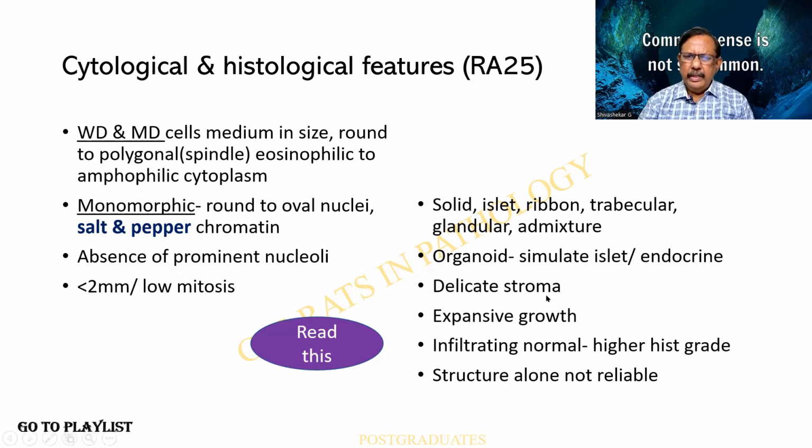Organoid, as I had mentioned earlier. The stroma is very delicate, almost absent, maybe just present to support it. It is an expansile type of a group. And the infiltration is normal. If it is higher, then it is a higher grade of a tumor. The structure alone, however, is not a reliable feature. The behavior we cannot predict by means of the structure alone. So kindly read this up.